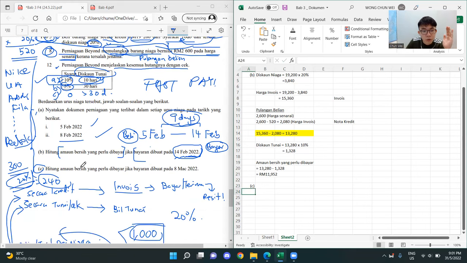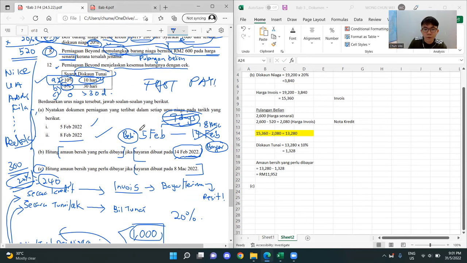So now they say, hitung amount bersih yang perlu dibayar jika bayaran dibuat pada 8th of March. So same thing, instead of 14th February, now you are paying on 8th March. So now you calculate, this is it, dalam 30 days. So from 5th February, February ada 28 hari, right? So 5th to 28. So it's actually 23, right? Correct. 28 minus 5, 23.